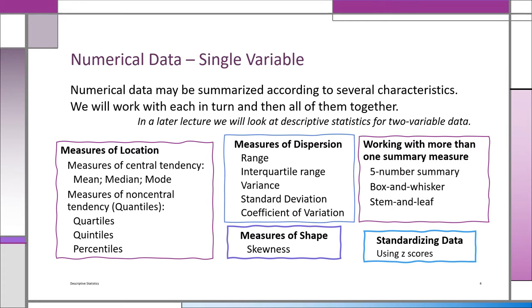We're going to look at a bunch of other stuff, measures of shape, how the distribution is distributed. Maybe it has a peak, maybe it's slanted. We're going to look at some ways of summarizing all these measures at once. And very, very useful, we're going to look at standardizing data, which you know a little bit about already, I think. And we're going to work with it in a certain way that's going to stand us in good stead later on in the semester. And I hope you see that very, very soon.